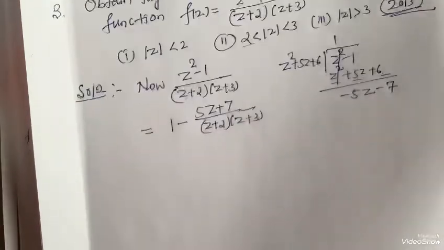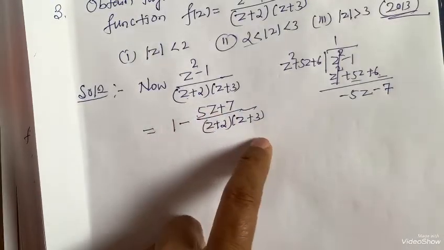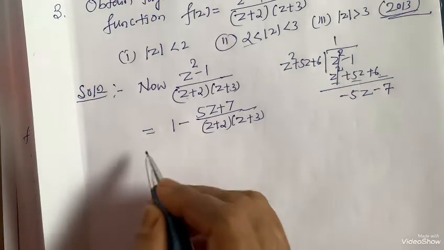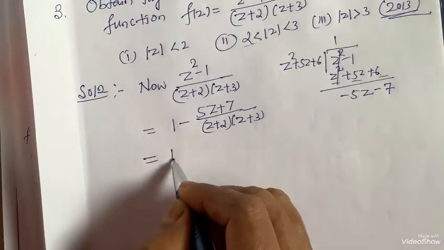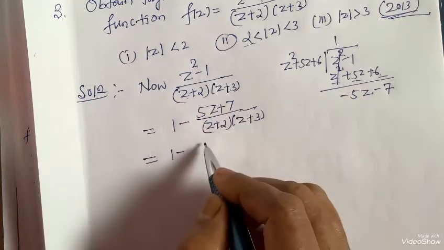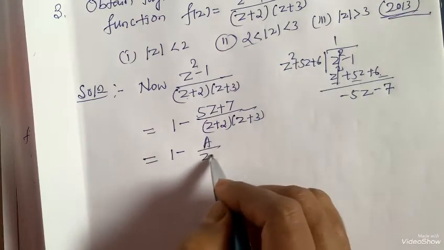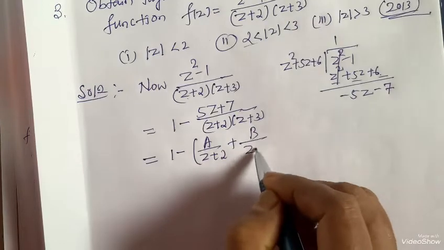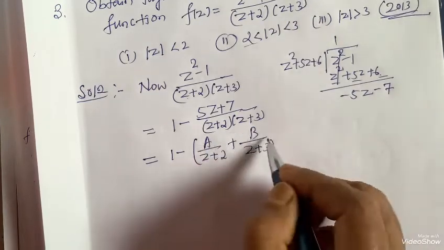Okay, so you have to get partial fraction only for this function. If it is an improper fraction, make it proper. Sometimes they will ask questions on this also, but most of the examples are in the form of a proper fraction. This I can write as a by z plus 2 plus b by z plus 3. So get the value of a and b.